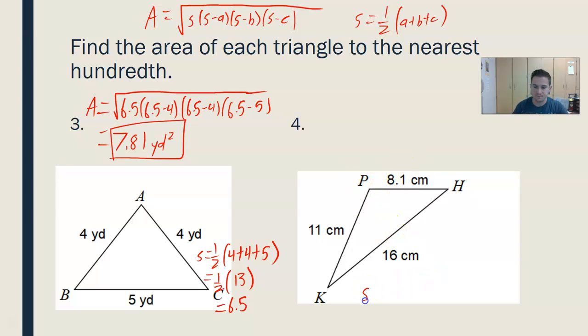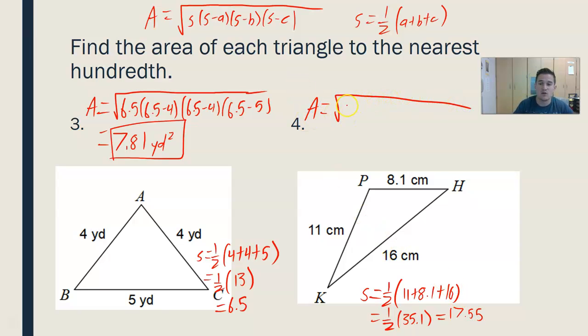Let's try this one. So again, first I need to find S, which is 1/2 of the sum of all the sides. So 11 plus 8.1 plus 16. Well, that's 1/2 of 35.1, which is 17.55. So the area of this triangle is going to be the square root of 17.55 times 17.55 minus 11 times 17.55 minus 8.1 times 17.55 minus 16.